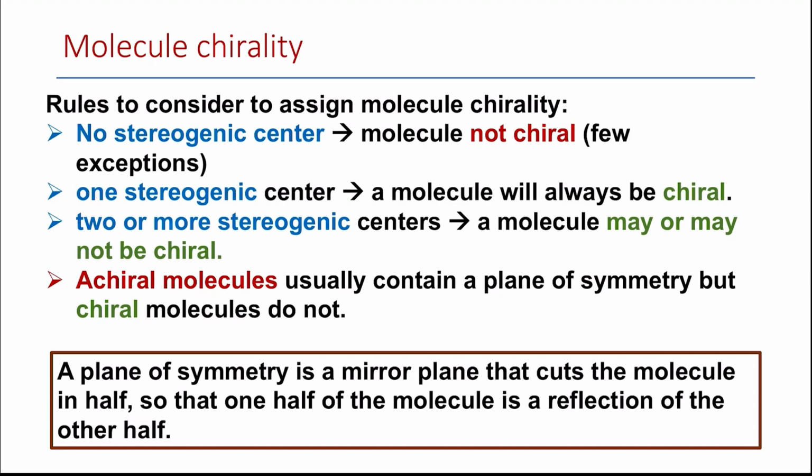If you have only one stereogenic center, or only one chiral center, in your molecule, then your molecule as a whole is chiral. So we can talk about this molecule as a chiral molecule. If you have two or more stereogenic centers or chiral centers, your molecule may or may not be chiral. So it could be a chiral molecule as well.